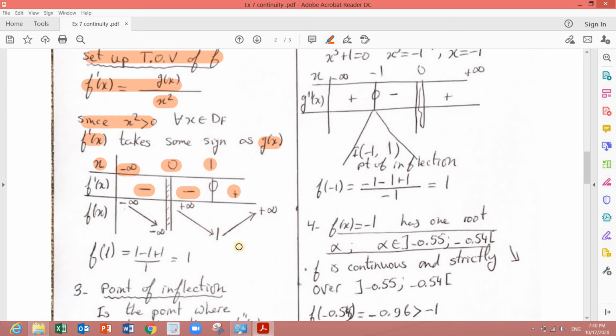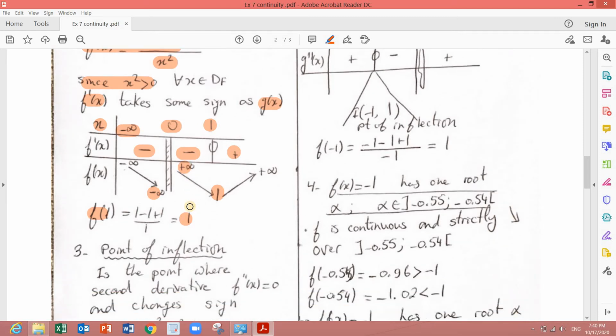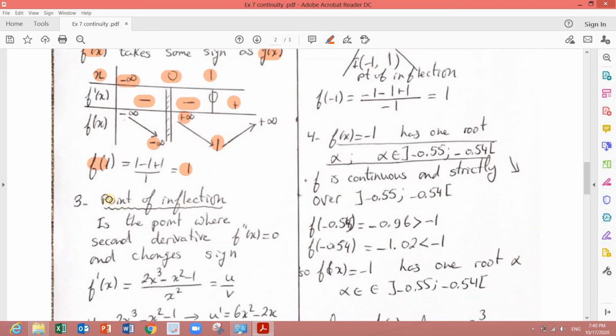To calculate the maximum or the minimum here, f of 1 is equal to 1. This is why we put here 1. We have determined the limits: at 0 minus we get minus infinity, and at 0 plus it is plus infinity. Now, the point of inflection, we will discuss it later, but I will give a small explanation here.